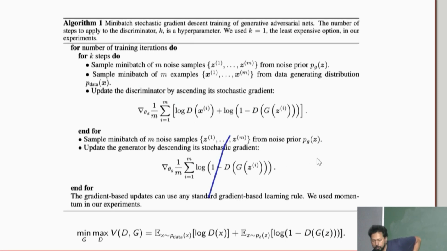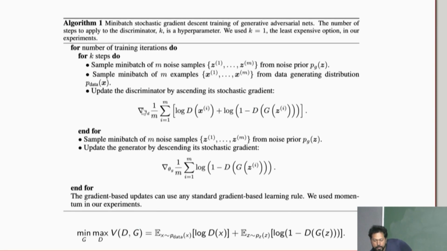You could have done it separately also, because you see the expectations separately, but it doesn't matter. You can combine them as well because both are being done for m. So that is for maximizing the discriminator. That's what we are doing for maximizing the discriminator.